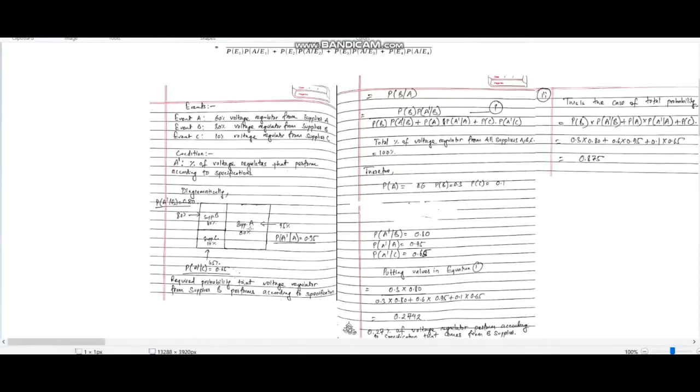And similarly here, the conditional probability under this event B will be 80%, and the probability of the condition under this event C will be 65%.